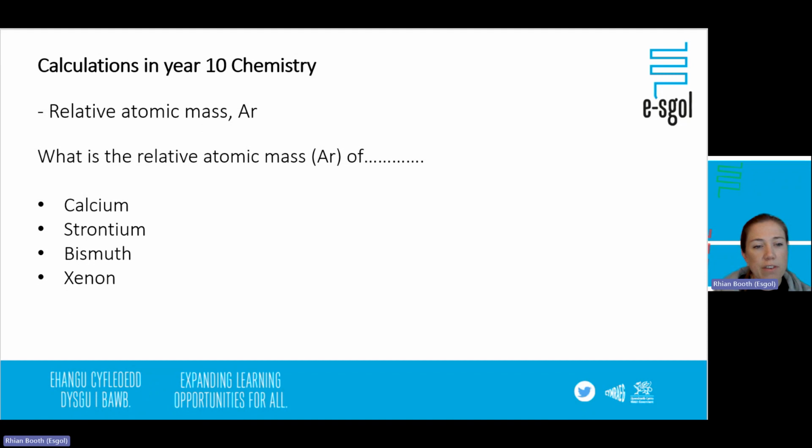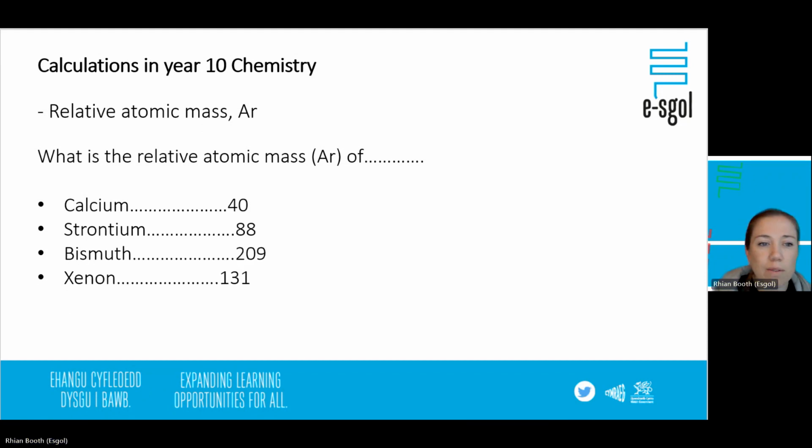Okay, so using the periodic table, hopefully we have the following numbers. 40 for calcium, 88 for strontium, 209 for bismuth, and 131 for xenon. Those are just taken straight from the periodic table. Remember, you will have a periodic table with you in the exam, so you do not need to memorize any of these, okay? But you do need to know where to find the information, okay? And lots of mistakes are made between confusing relative atomic mass with atomic number. So make sure you know which is which.